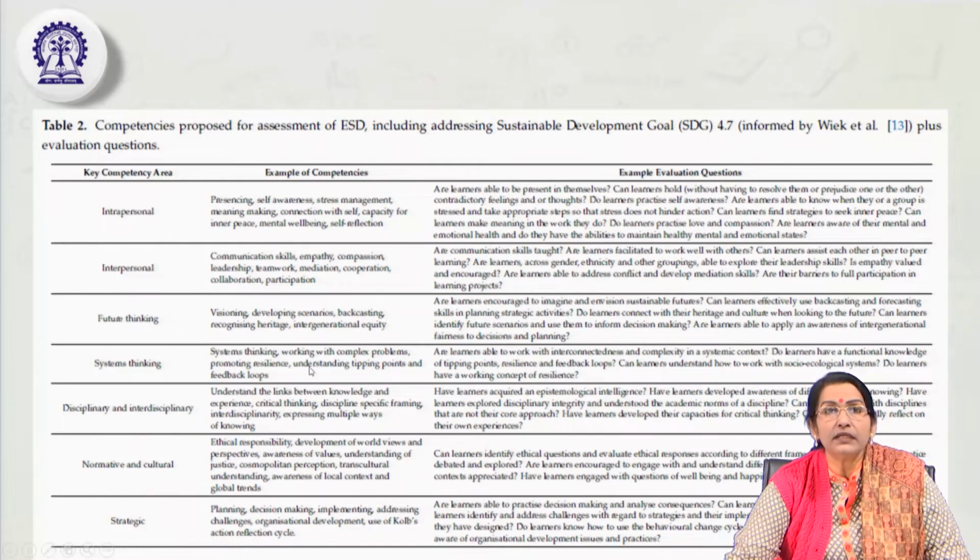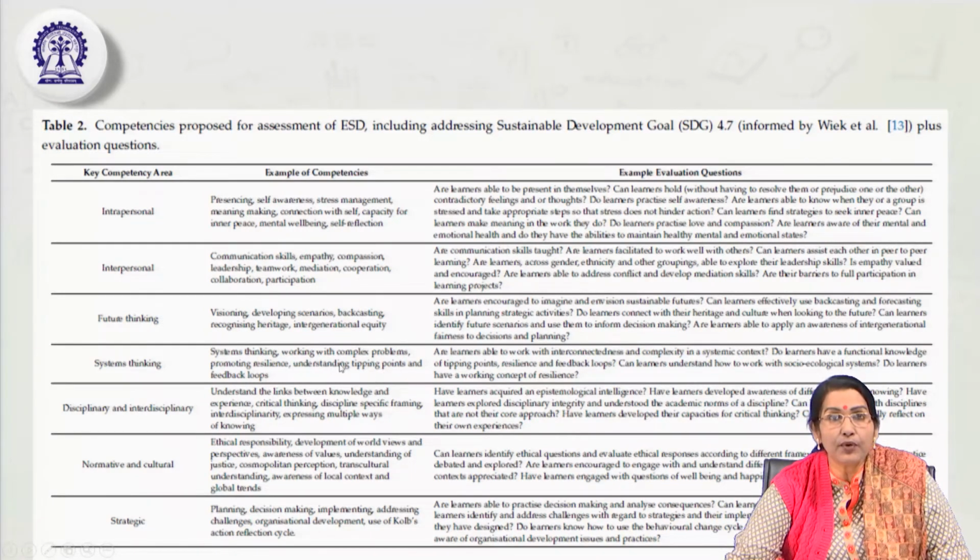Systems thinking, as we have already discussed, is a holistic perspective. Systems thinking means working with complex problems, having a holistic vision of the thing, promoting resilience. Definitely positive thinking, along with which we have to develop resilience, that is the spirit to fight and come back to the normal situation. That is promoting resilience, understanding the tipping points, key points, and feedback loops, etc. So, how to get learning experiences or tips from the feedback, how to work on the feedback, how to utilize the feedback, and what are the critical points. So, developing resilience, all these things, that is systemic thinking.